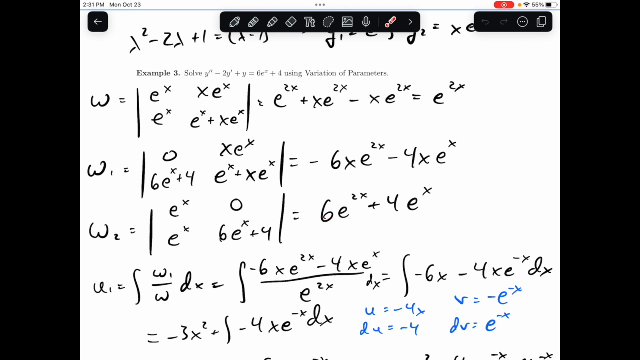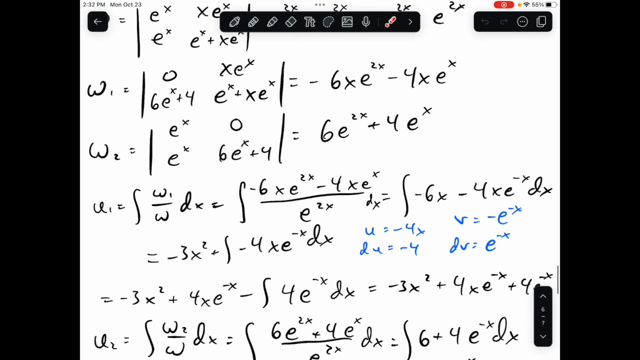And then your Wronskian should simplify as just e to the 2x, because you do e to the x times that guy minus e to the x times x e to the x. And so these x e to the 2x terms will just drop off, and you're left with e to the 2x. Remember that e to the x times e to the x is equal to e to the 2x. That's where the 2 is coming from.